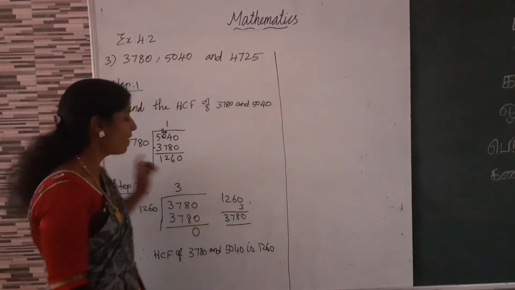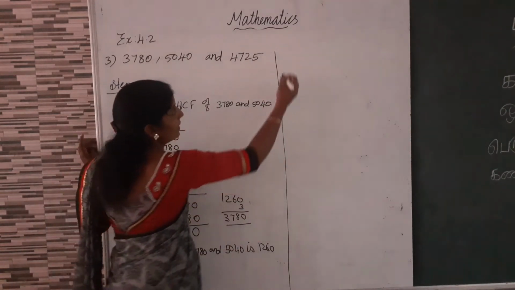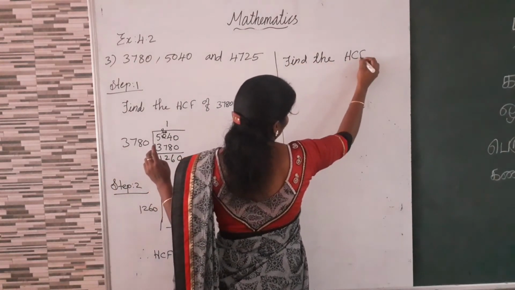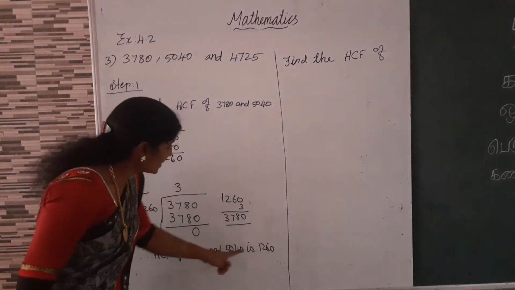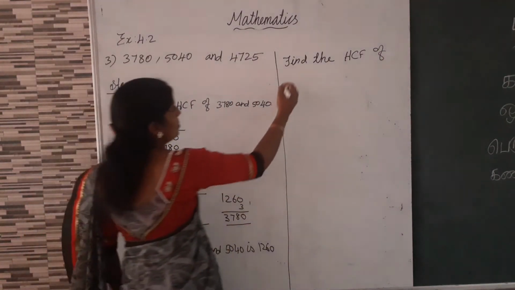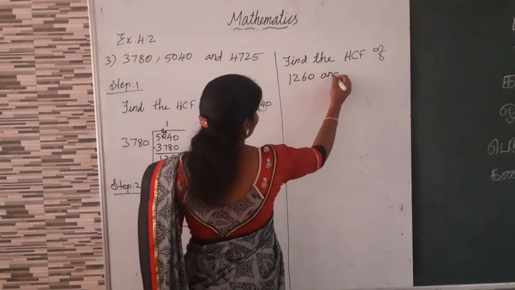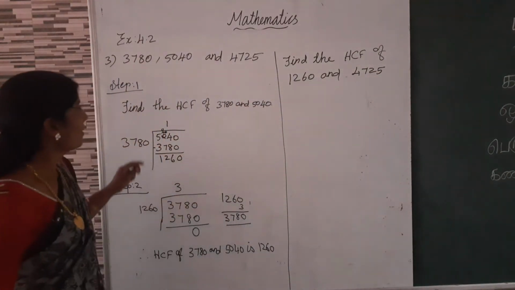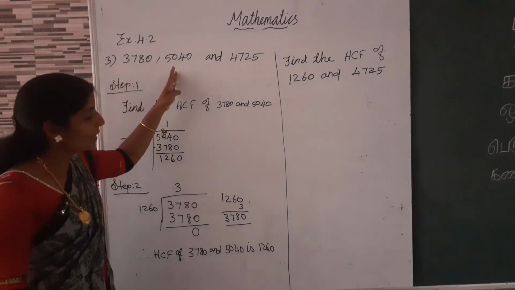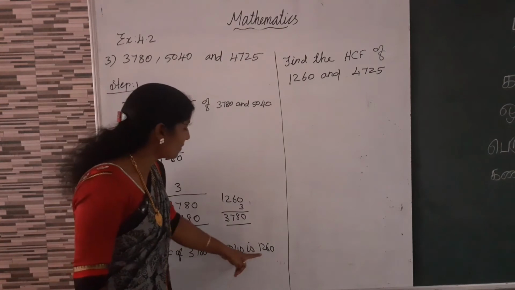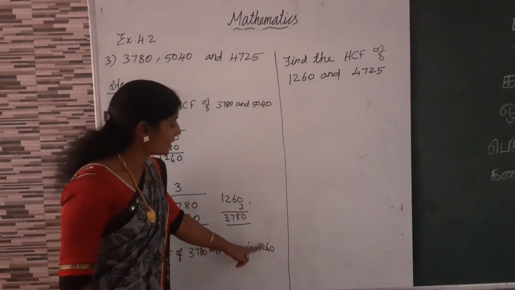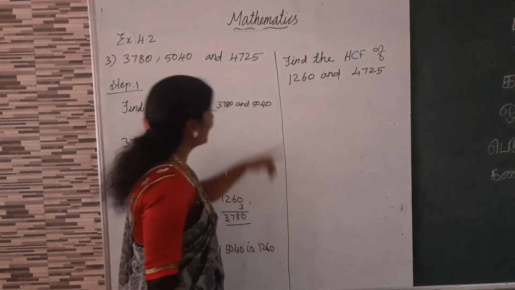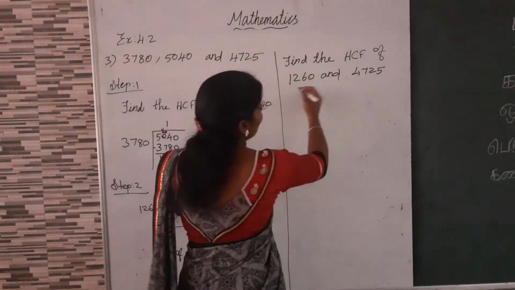Now we can find the HCF of this last divisor. The HCF of these two numbers is 1260. So we find the HCF of 1260 and the third number, 4725. Are you clear? First we find the HCF of the first two numbers. Then we get one HCF, one number. Then find the HCF of that number and the third number.